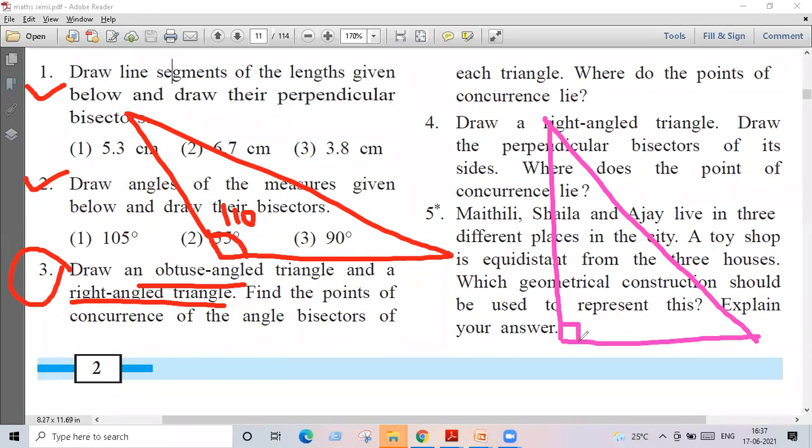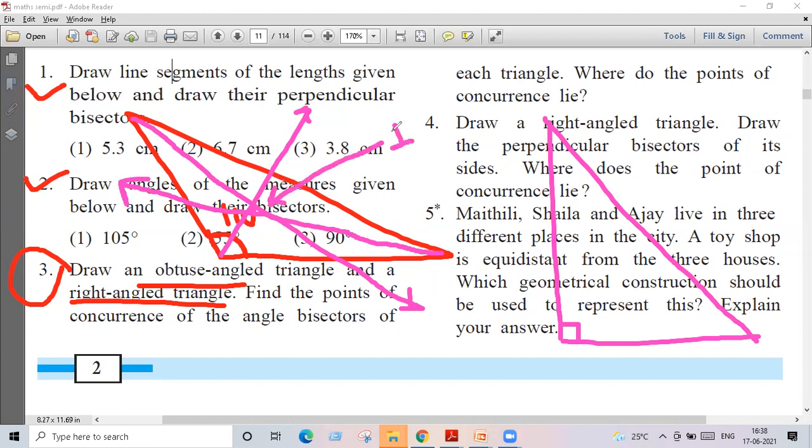Okay, right angled triangle. Find the point of concurrence of the angle bisectors of each triangle. Sorry. Okay, you have to draw the angle bisector. If you see, the angle bisector will go like this. Okay, this angle bisector will come like this, you have to draw. I will draw all three, and here also. So this will be your incenter. This is your I. Getting? So here it is your I.